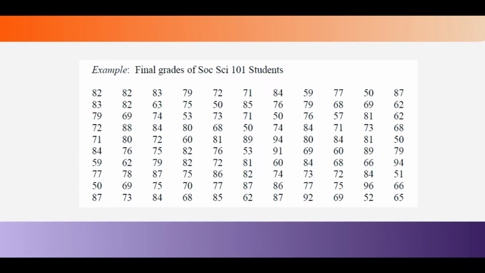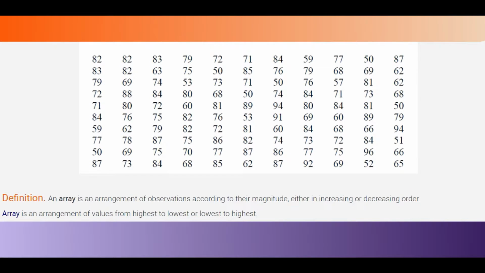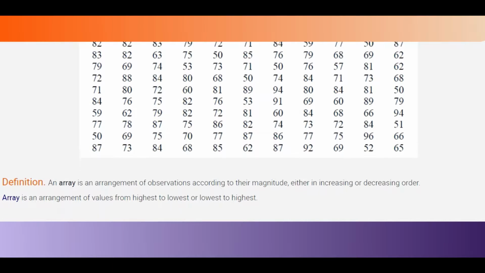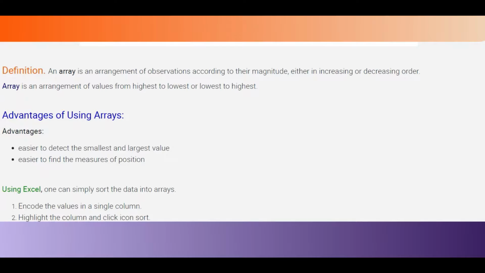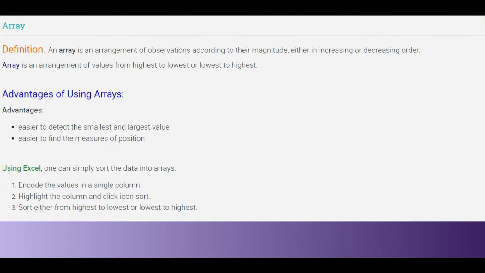The first data organization that we will discuss is the array. In statistics, a data array is an arrangement of observations according to their magnitude, either in increasing or decreasing order. So, we can arrange the data values from highest to lowest or lowest to highest. But usually, we sort data in a low to high manner. One advantage of using data arrays is that observations or measures can easily detect the smallest and the largest values. Also, it is easier to find the measures of position, which will be discussed in the next chapters.